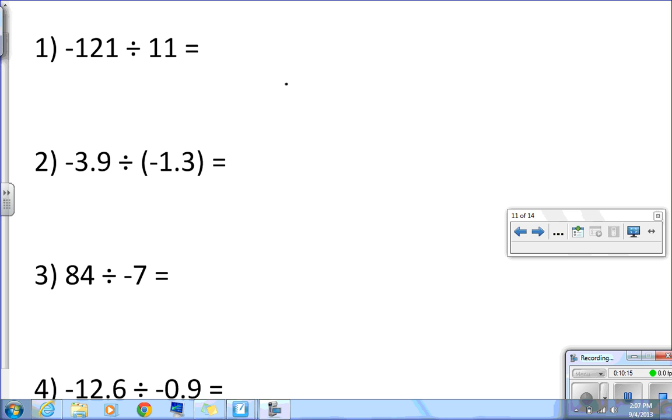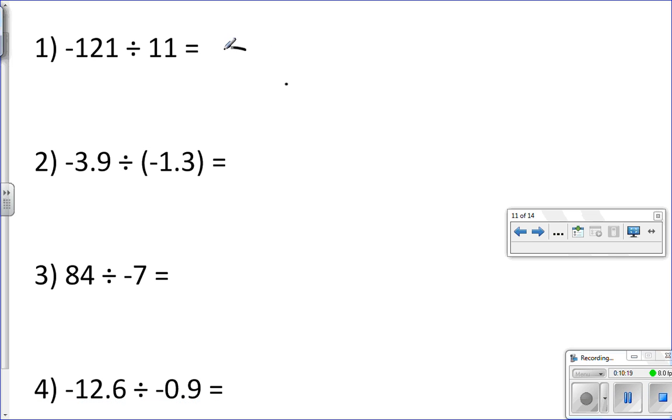So negative 121 divided by 11. It's a negative divided by a positive, so my answer is going to be negative. And the answer is negative 11. Negative 3.9 divided by negative 1.3. It's a negative divided by negative, so it's going to be positive 3.